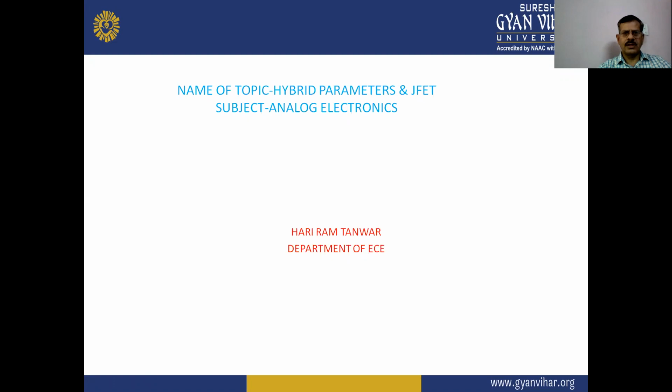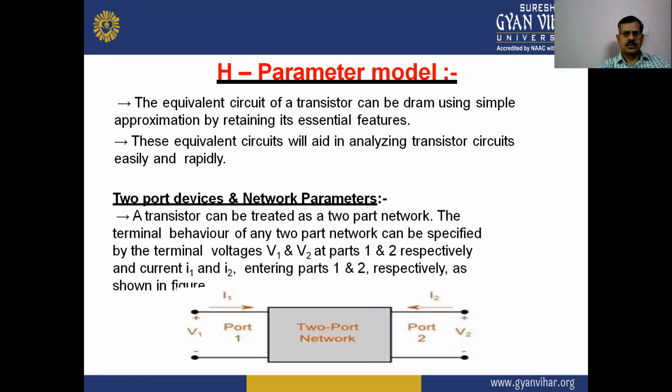Now we will discuss the hybrid parameters of transistors and the junction field effect transistor, subject of analog electronics. So what is the hybrid parameters or H parameter model? The equivalent circuit of a transistor can be drawn using simple approximation by retaining its essential features. These equivalent circuits will aid in analyzing transistor circuits easily and rapidly.